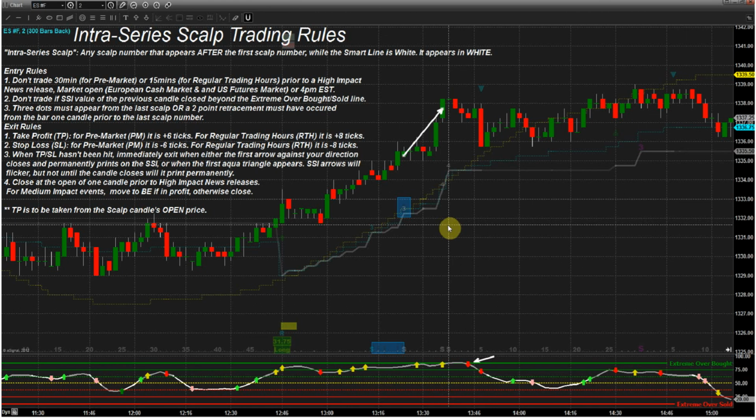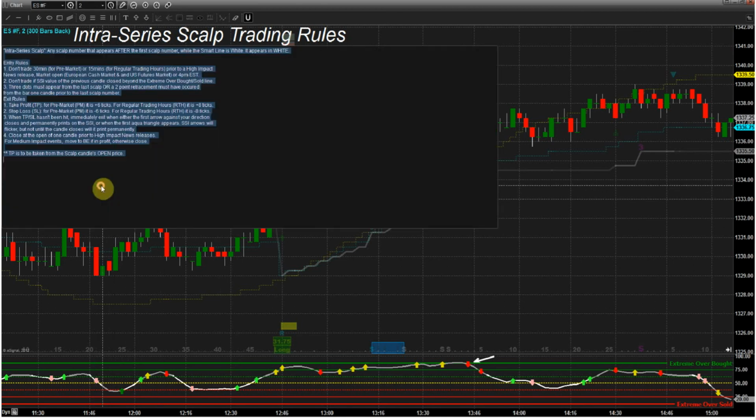Those are the rules. One last thing here, close at the open of one candle prior to high impact news releases. For medium impact events, move to break even if in profit, otherwise close. So always close at the open of one candle prior to a high impact news release. If it's a medium impact news release, then simply move it to break even if in profit, otherwise close.